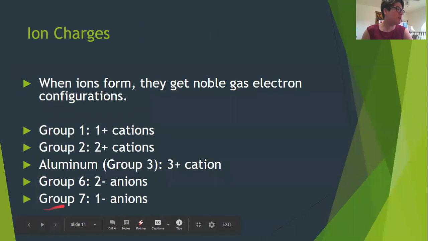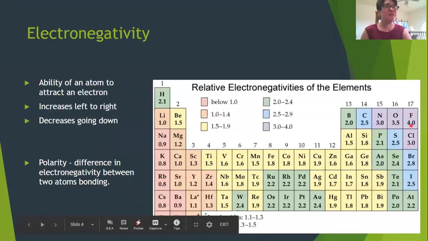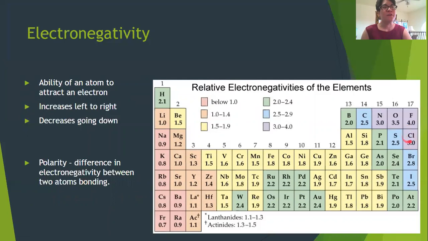And then these nonmetals, they're in group 6 or 7. They either have 2 electrons to gain, so they're going to become a 2 minus charge and become an anion. Or in group 7 here, they're going to have 1 electron to gain, so they're going to become a 1 minus charge. And they are going to get bigger. They're going to have the same electron configuration as the noble gas after them. So like fluorine here has 7 electrons, and it's going to gain 1 electron and have an electron configuration similar to neon. Chlorine will be similar to argon. Oxygen will gain 2 electrons, and it'll be similar to neon.